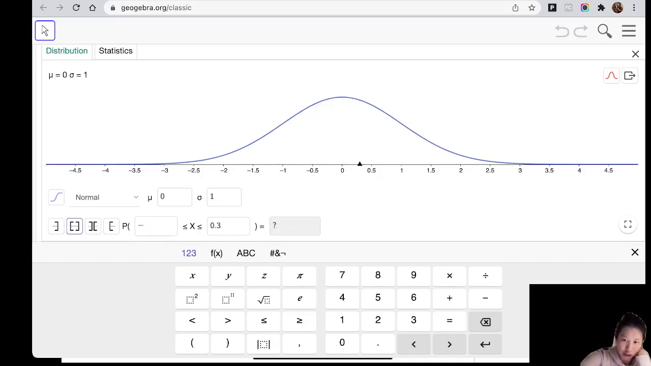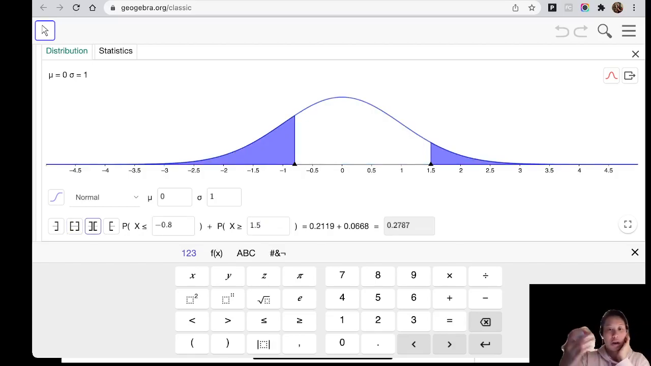Okay, so for the in-between value, which is in this one, we have what? In between which two values? Negative 0.8 and 1.5, which gives you approximately 72%, 72.13%. And now the third one is when x is greater than 1.5 or x is less than 0.8.